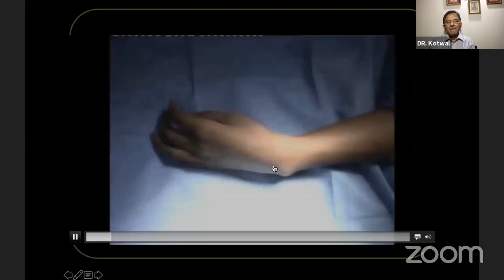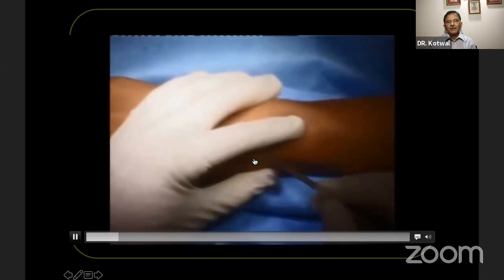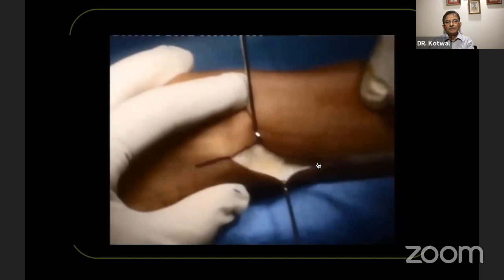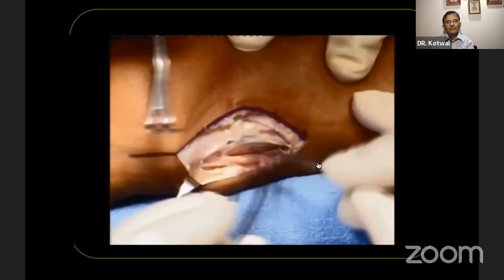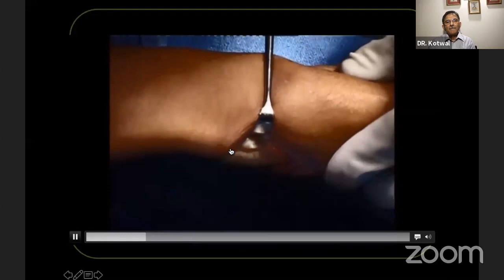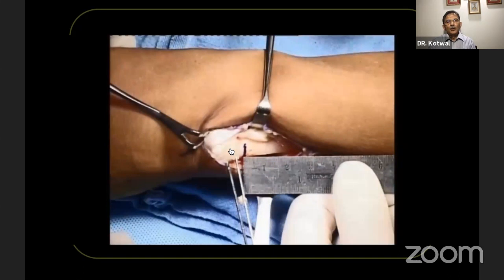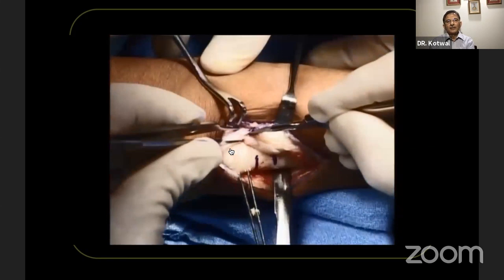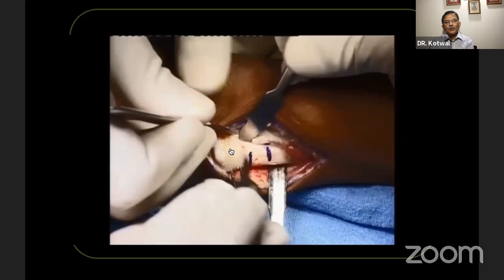Make a straight incision on the ulnar side, right over the styloid and extending proximally. That's the distal ulna. You can stabilize it by passing two guide wires. Take a 1 centimeter width of bone proximal to the neck of the ulna, just proximal to the styloid.